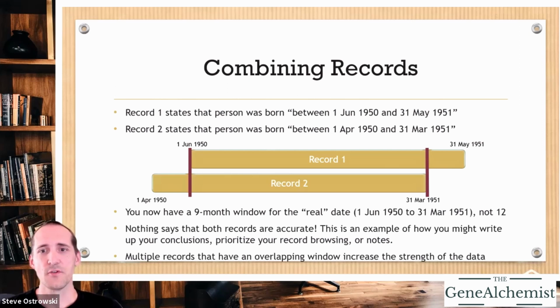Now, when we're searching through records, or you're having to browse through extensive probate, land records, etc., shaving off 3 months in a chronological search is a big deal. It saves you a lot of time. Like I said, nothing says both these records are accurate. This is just an example of how you might write up your conclusions, prioritize how you search for those records, or write up your notes.